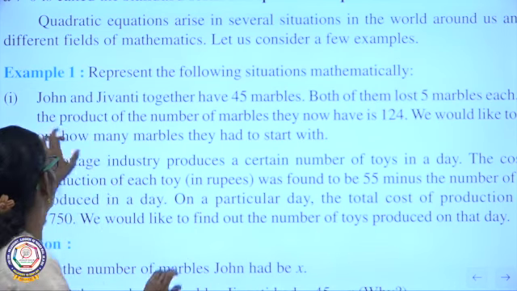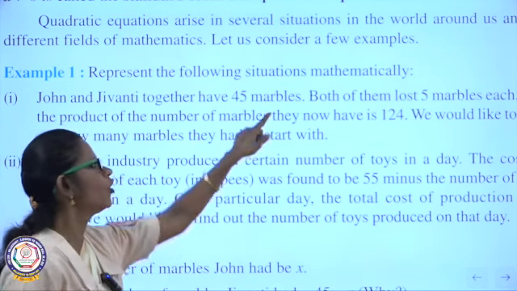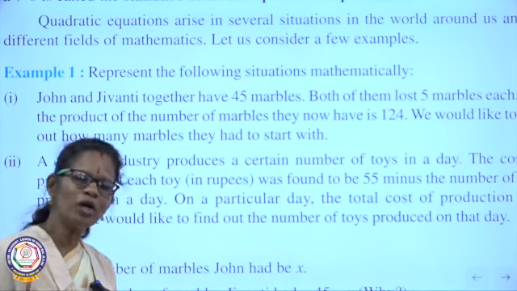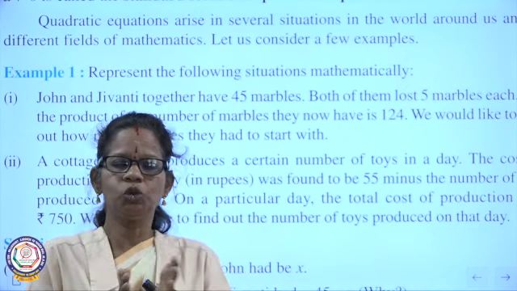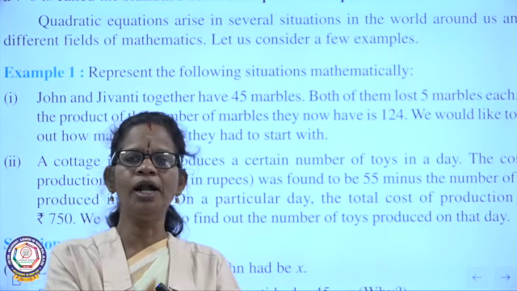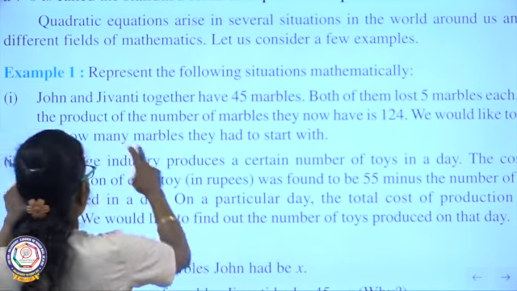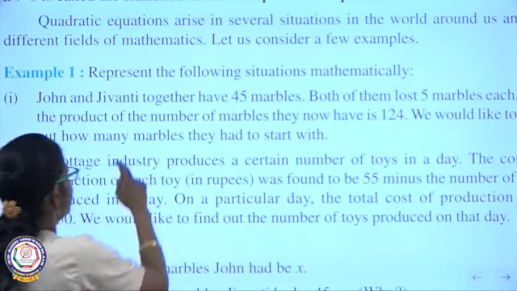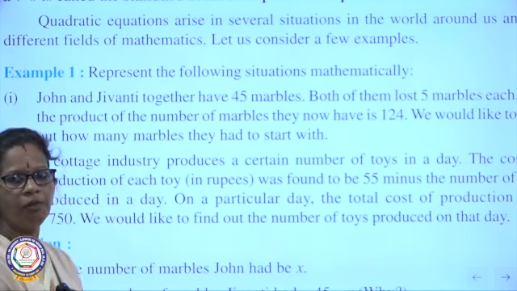Listen carefully children. John and Jivanti together have 45 marbles. Together means both of them having 45 marbles. Together, the word is replaced by addition. John plus Jivanti equal to 45. That is the meaning of the first sentence, John and Jivanti together have 45 marbles.